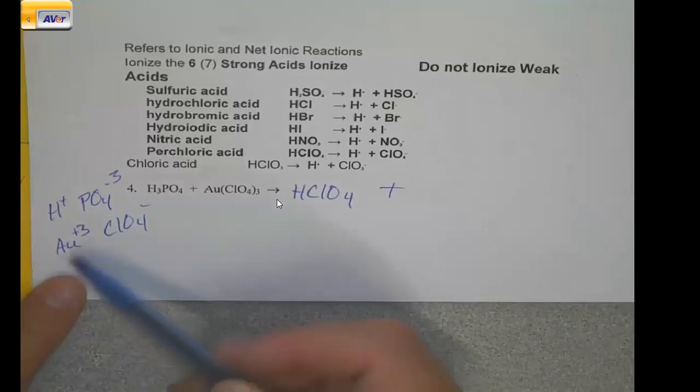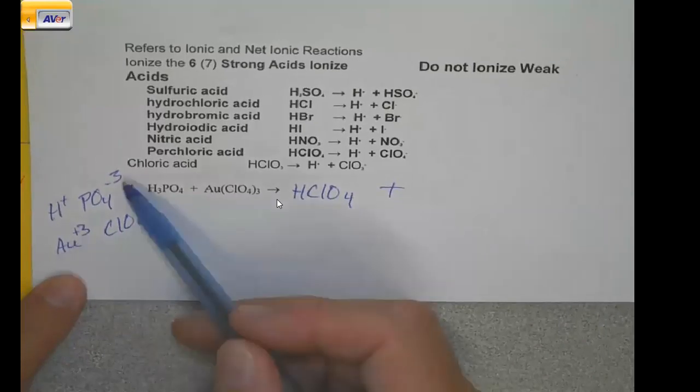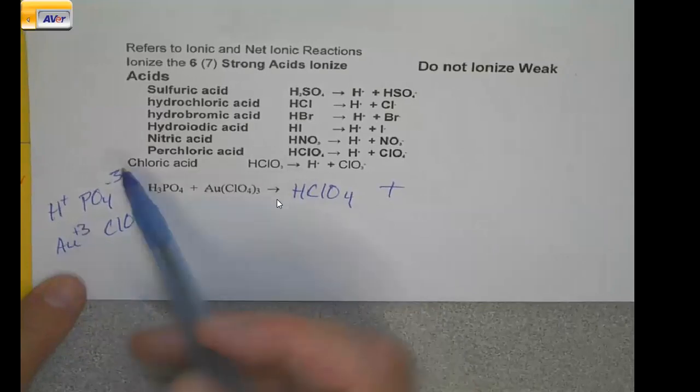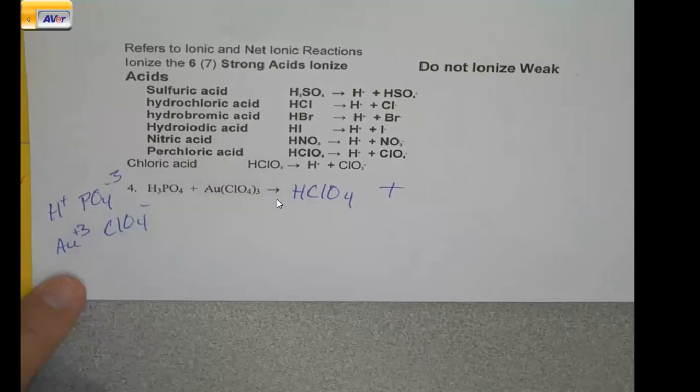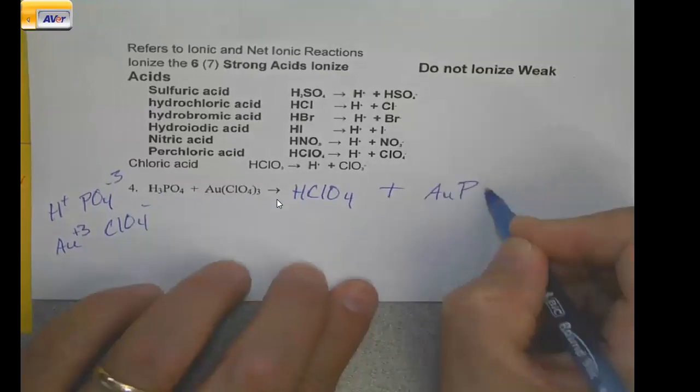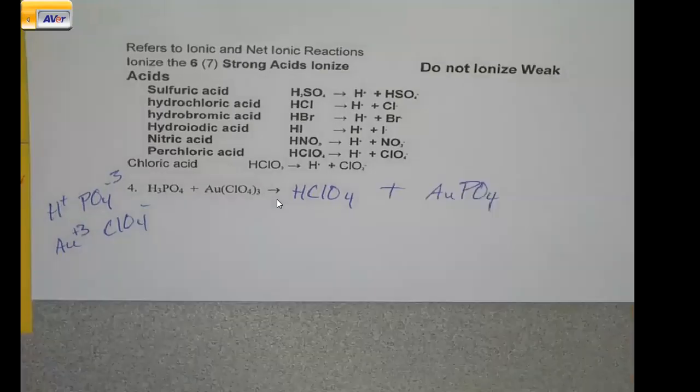Now we have the gold and the phosphate. You have to put those together. This is a plus 3. That's a minus 3. AuPO4. Great. Very good. Okay. Now we have to balance it.